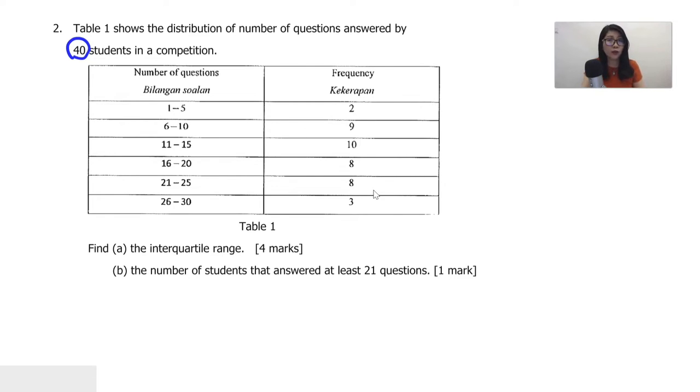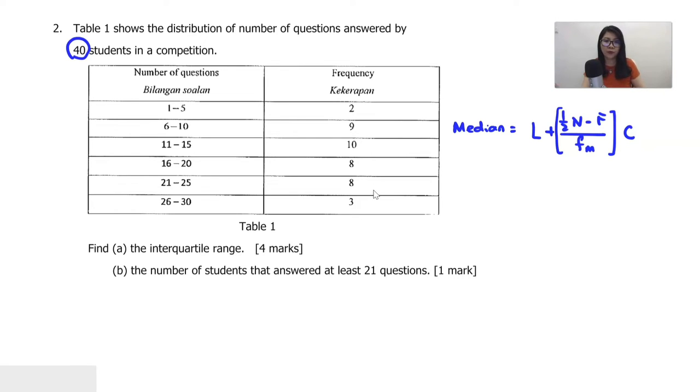So to find the interquartile range without using the ogive, so how? Okay, so we're going to use the median formula. So remember the median formula? Okay, let me show you. So median formula is equals to L plus half N minus capital F, which is the cumulative frequency, over the frequency of the median class, in bracket, times with C. C is the size of the class. Okay, L is the lower boundary. So we're going to use this formula as a reference.